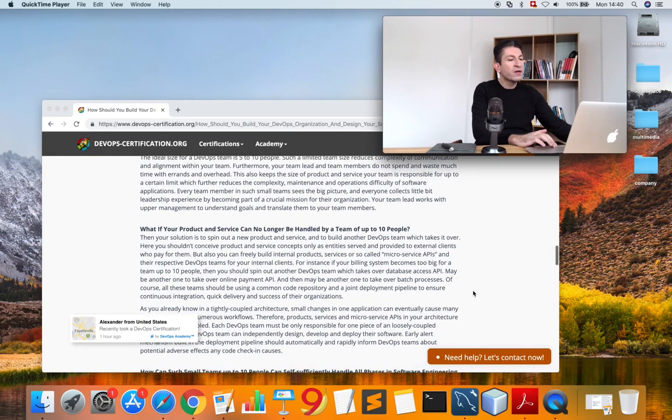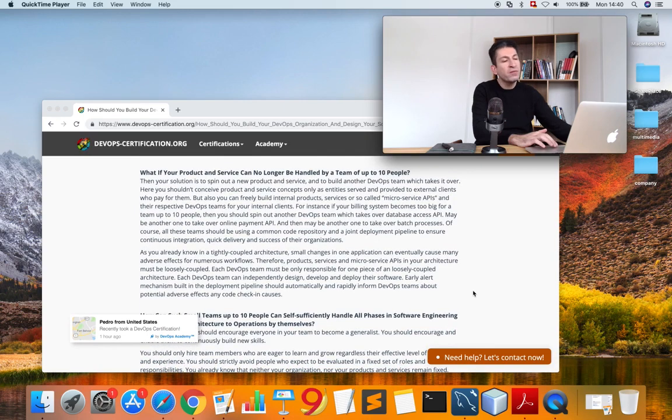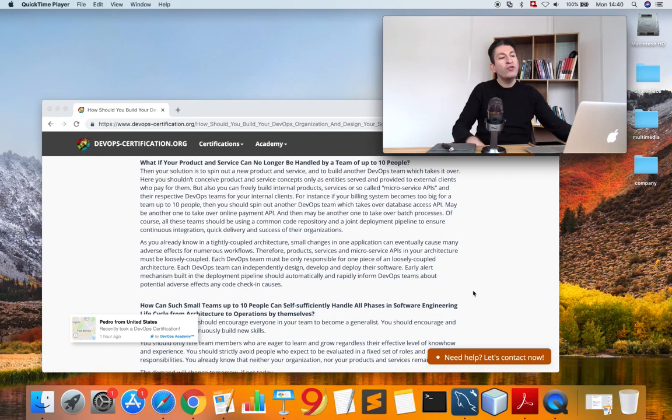What if your product and service can no longer be handled by a team of up to 10 people? Then your solution is to spin out a new product and service and to build another DevOps team which takes it over. Here you shouldn't conceive product and service concepts only as entities served and provided to external clients who pay for them. You can also freely build internal products and services, or so-called microservice APIs, and their respective DevOps teams for your internal clients.